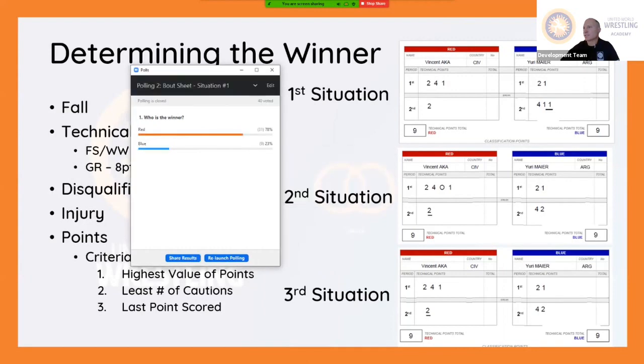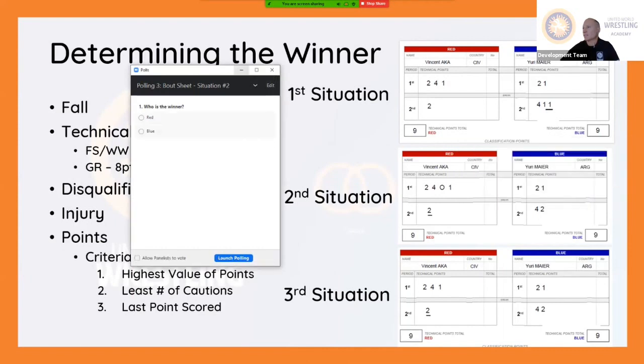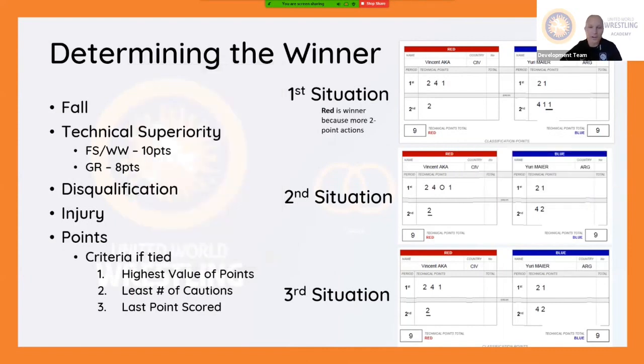So you are correct. Red is the winner because red has more 2-point actions. They both have a 4-point action, but in this case, Vincent has two 2s and Yuri only has one 2. So red would be the winner because he has more 2-point actions than Yuri does. All right, let's try the next one.